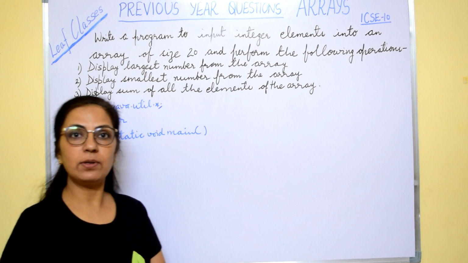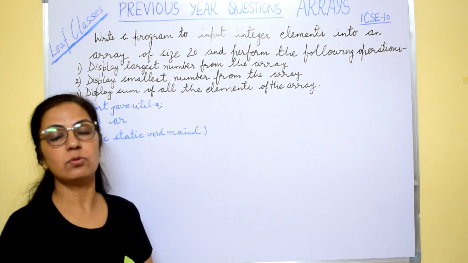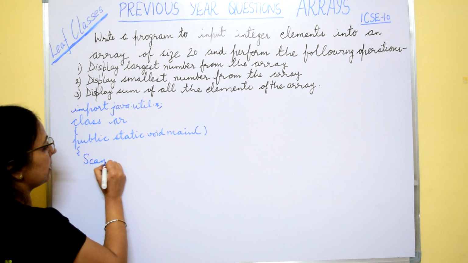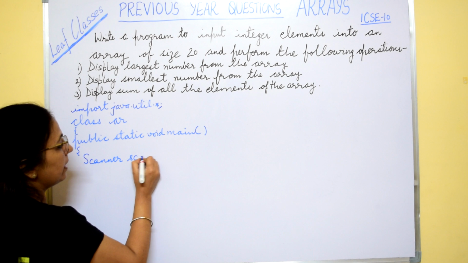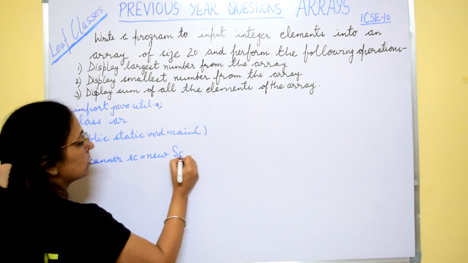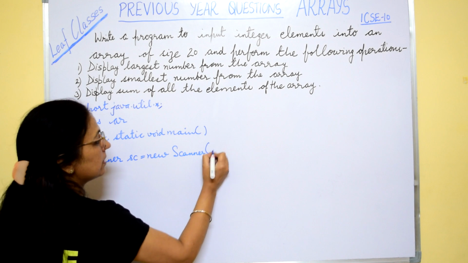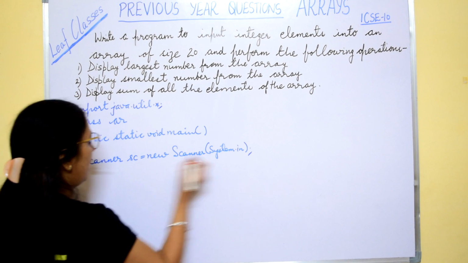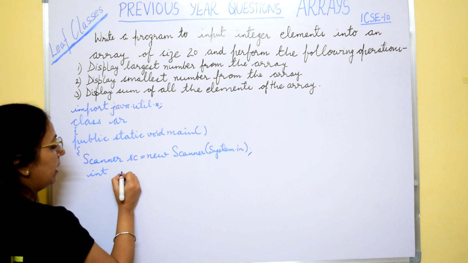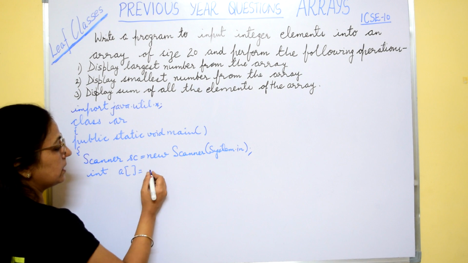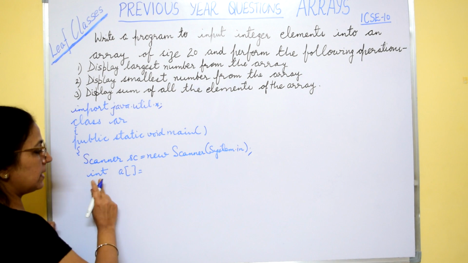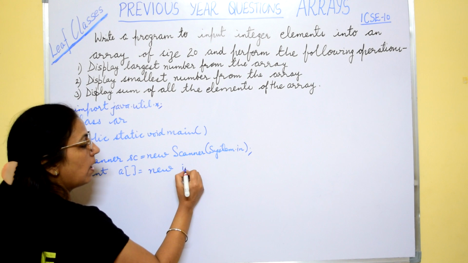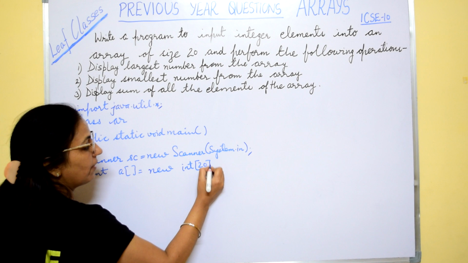But since we have to input the elements, input will be done using Scanner class functions, and for that, first we will be creating the Scanner object. Scanner sc = new Scanner(System.in), and declare the array of size 20. The declaration statement says the data type, array name equals new, and the size you specify here.